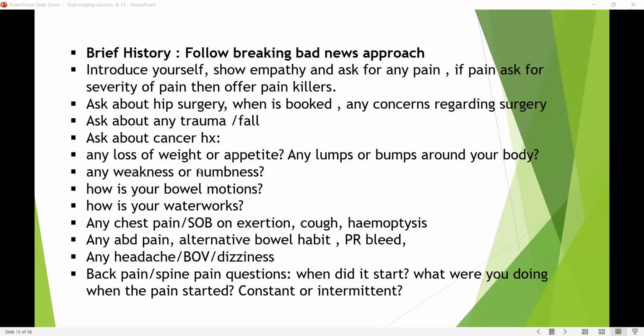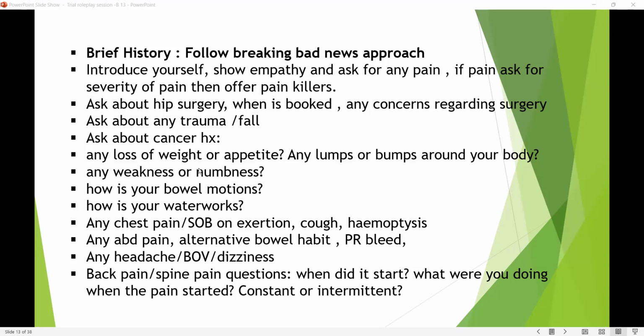Because history is your first task, you should ask history, introduce yourself, show empathy, ask about pain, because your patient is going for hip surgery. So ask, how's your hip, do you have any pain in your hip area at this moment, do you want me to give any pain medication? You can rule out any allergies and then give pain medication if your patient needs. Then ask about the hip surgery, when that is booked, any concern regarding that surgery. Now you can say, I'm going to ask you detailed questions, okay? Because we did some investigation, and I need to know further about it.